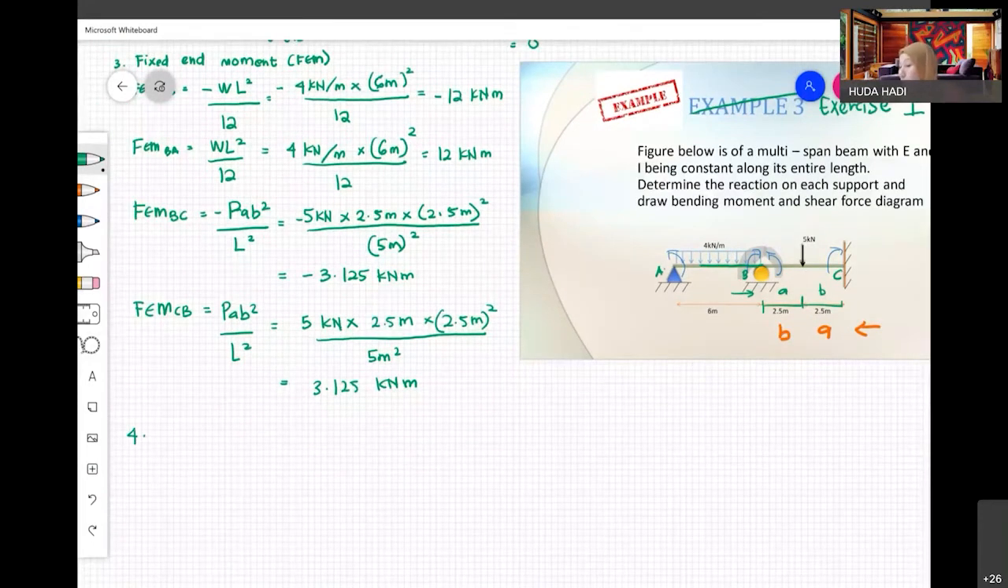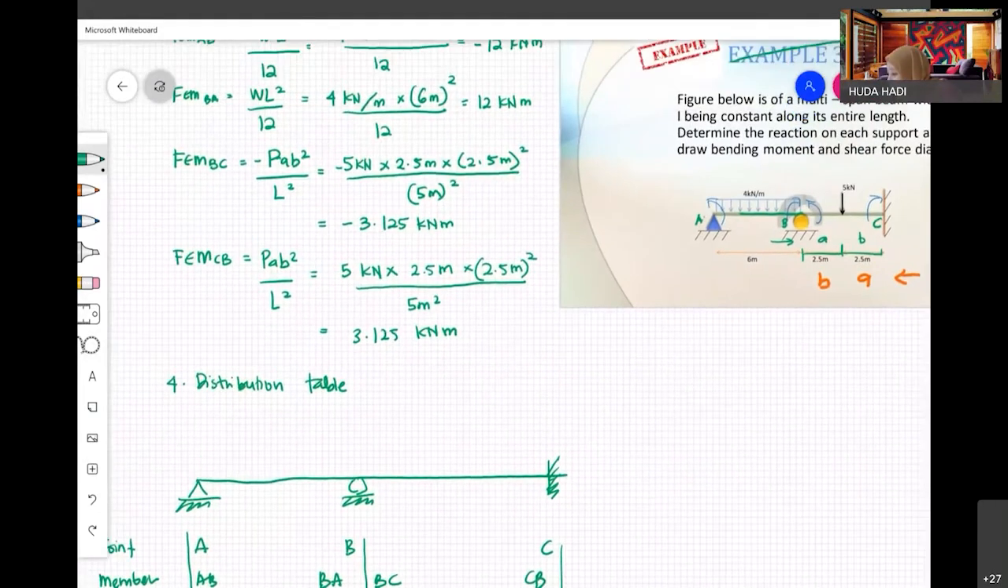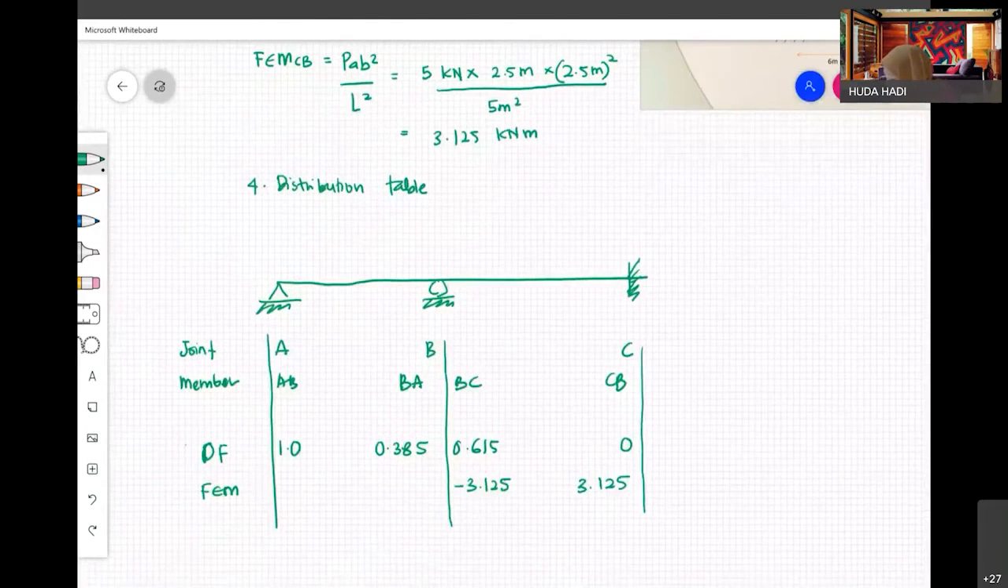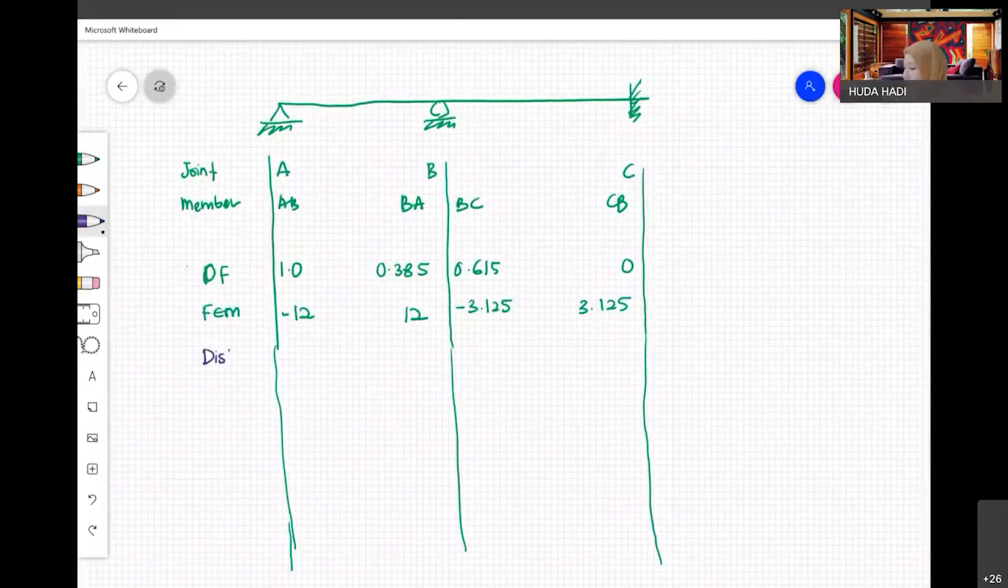Then we do for number 4, step 4, which is the distribution table. 12, negative 12 dan 12. Okay. DIST, distribution. So DIST is FEM times DF and times with negative. Kalau you rasa macam pelik kenapa darab negatif, you letaklah negatif 1. Sama je kan? Kita buat for AB. Siapa nak jawab? 12, Miss.